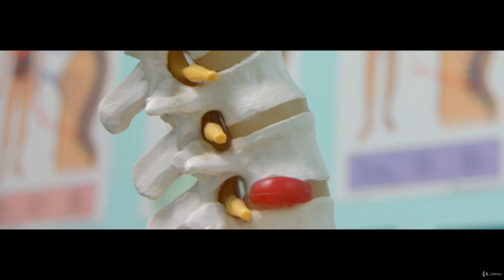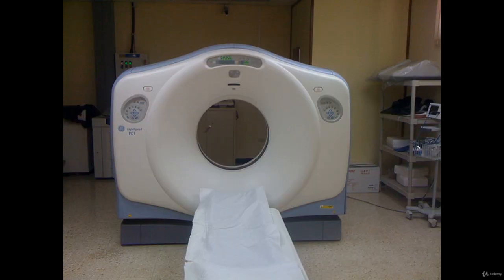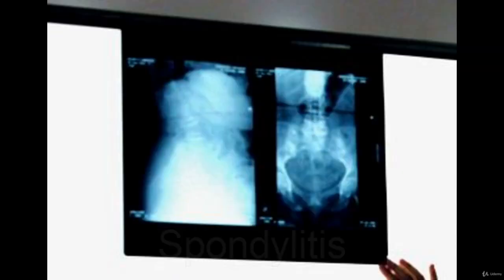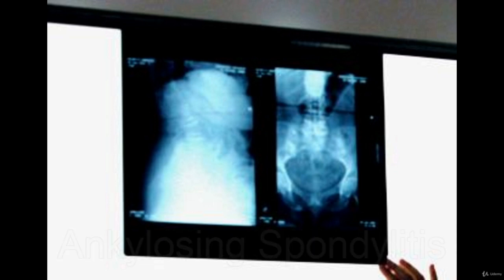Disc herniation or rupture is often diagnosed with either X-ray, CT scan, or MRI. The physician will often determine whether the disc is herniated or ruptured by the position of the vertebra. Spondylitis also may occur. This is an inflammation of the vertebra in the lumbar region. Ankylosing spondylitis is a form of arthritis.